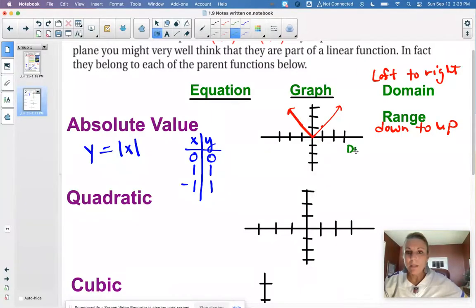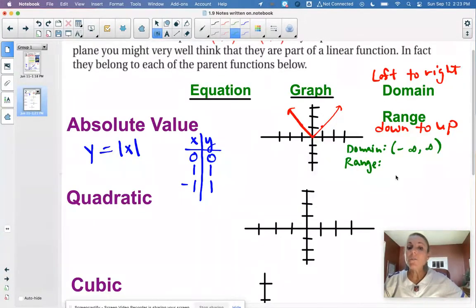The domain and the range for the absolute value function. Well, when I look at this graph from left to right, this arrow is going to go to the left forever, and this arrow is going to go to the right forever. So I know that my domain is negative infinity to infinity.